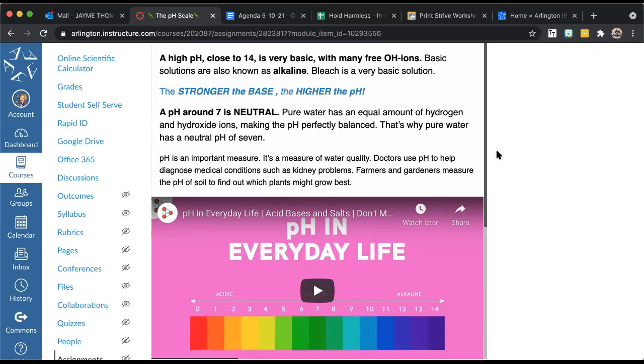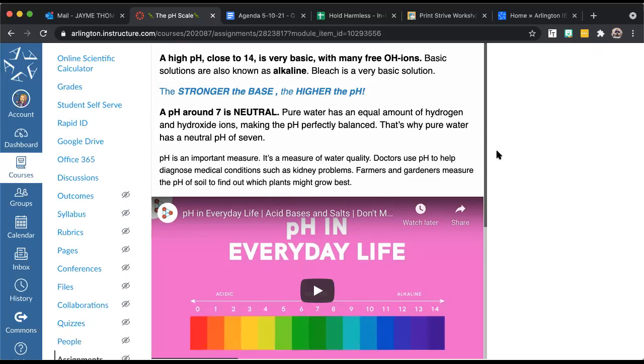So if they try to test water quality, usually they're going to use pH. They're going to use some kind of indicators to test the water quality. Doctors use it, nurses use it. They diagnose all kinds of medical problems because if your blood is too acidic or too alkalinic, then that can be an indicator of some sort of problems.